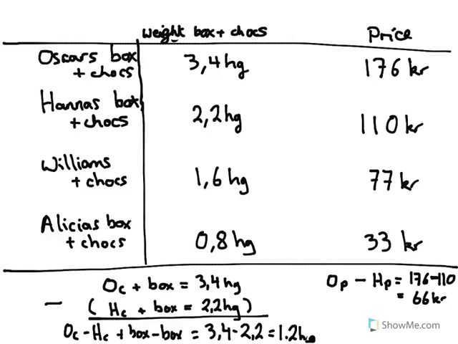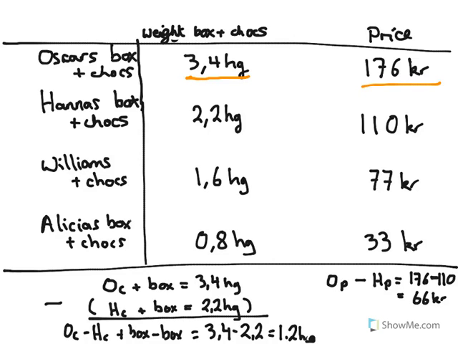We've got 4 people buying chocolates: Oscar, Hannah, William, and Alicia. When they go into the shop, we can see the price that they paid. Oscar paid 176 kronas, but it was actually only for chocolates. He's only paying his money for the chocolates. The box is free, but we don't know how much the box weighs. We do know that his box and the chocolates that he bought weighed 3.4 hectograms.